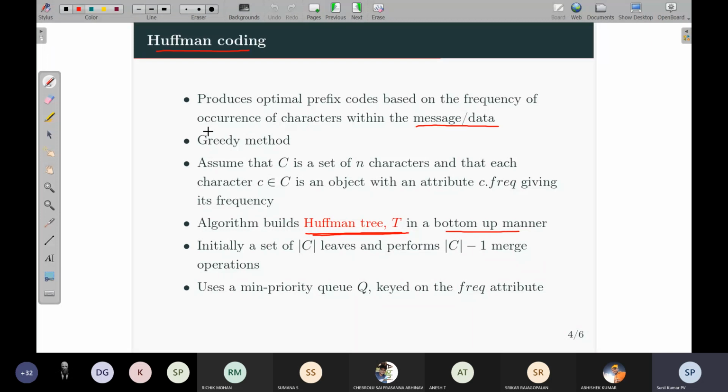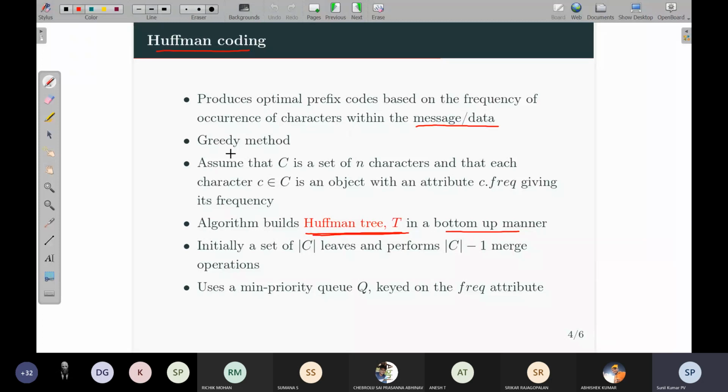It produces an optimal prefix code. So optimal, you remember the terminology. Optimal means we need to minimize the length of the code word depending on the frequency. So that is our objective function. Based on this, we will run a greedy algorithm, and we are greedy about the frequency. Optimal prefix code based on the frequency of occurrence of characters within a message or data. Then it follows a greedy method.